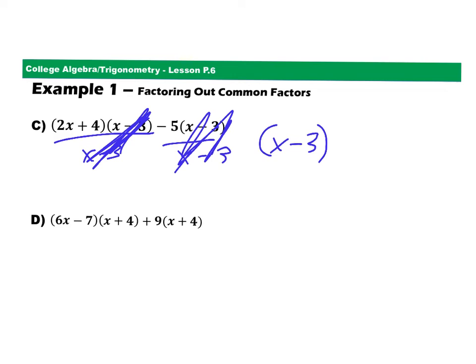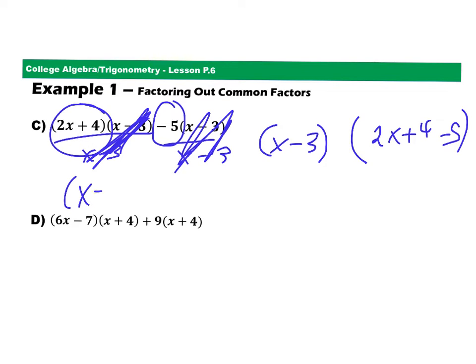What do I have left over? 2x plus 4 minus 5. Can I do anything there? That's what I have left over. The leftovers get their own parentheses. So what can I combine? 4 and... So x minus 3, and then I have what? 2x minus 1. Good.